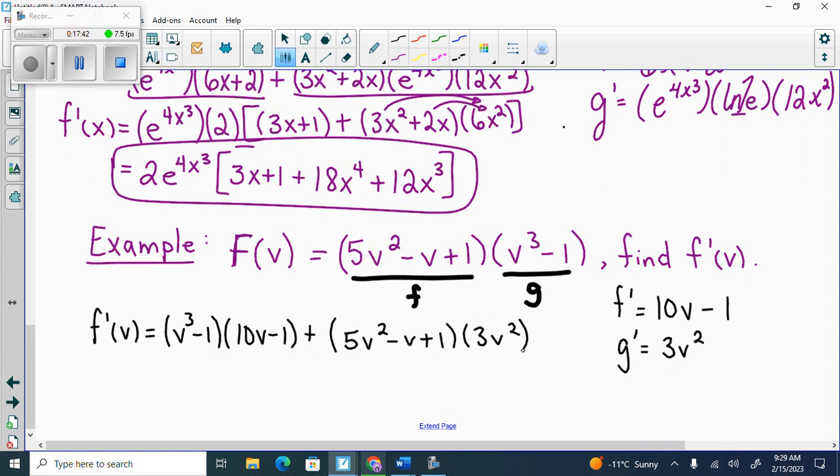Okay, is there anything I can take out of them? So I look here, and I look here, and I say, is there anything I can take out of v cubed minus 1? No. 10v minus 1? No. So I can't take anything out of those two, right? But am I done? No. I have to expand and then collect like terms.